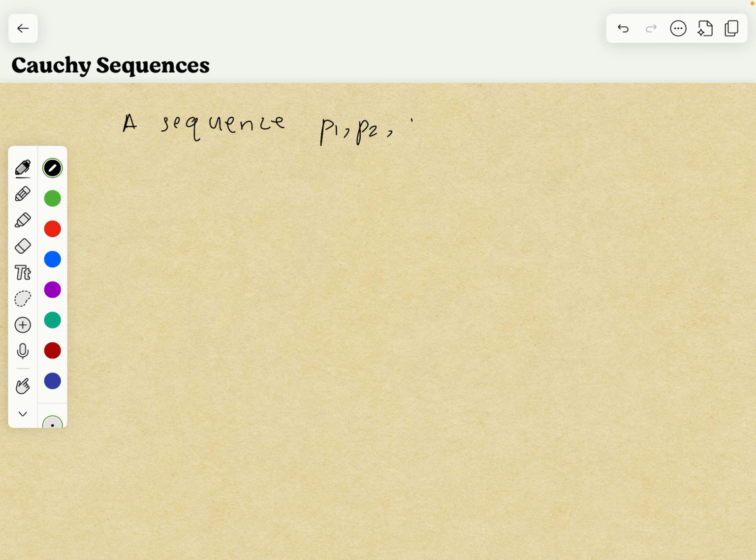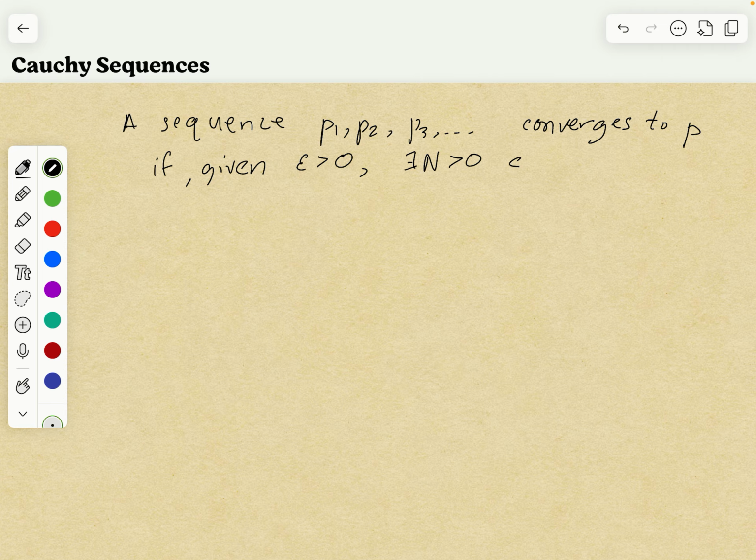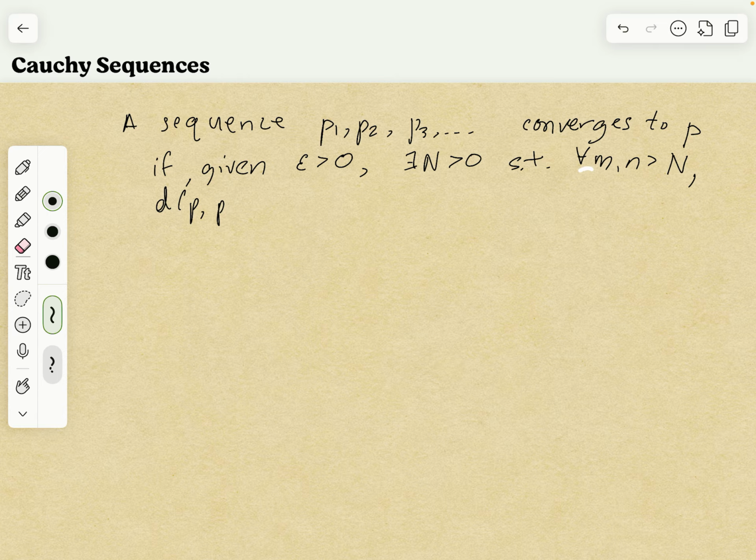Say the sequence is P1, P2, P3. It converges to P. So these are all points in some metric space E. It converges to P if, given any positive number epsilon, there exists some N such that for all little n greater than capital N, the distance between P and P sub n is less than epsilon.